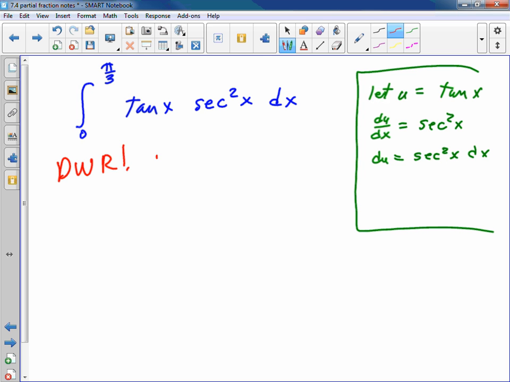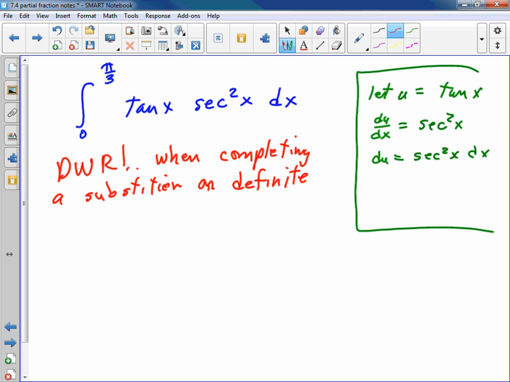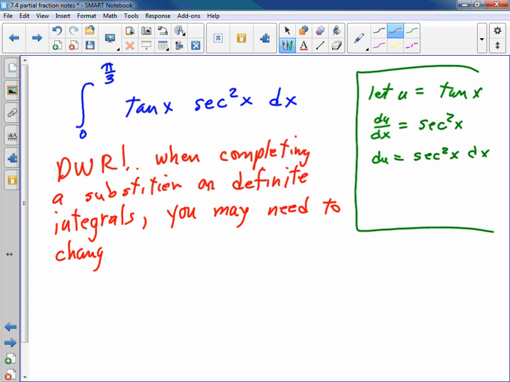Okay, and this is important. When completing a substitution on definite integrals, you may need to change the limits of integration.